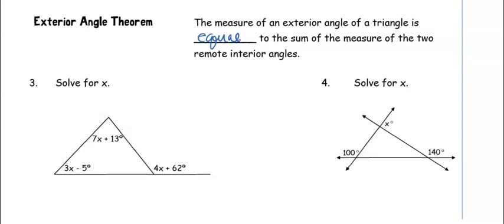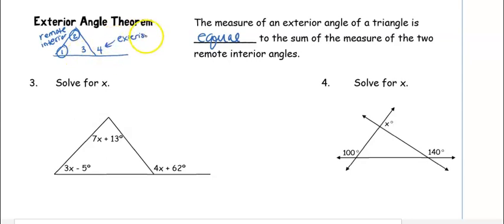All right, that theorem is a little wordy. When we think about our exterior angle theorem, we have a triangle. Our triangle has three angles inside the triangle. These two are the remote interior angles. And then outside of the triangle, right next to it, this is going to be our exterior angle.